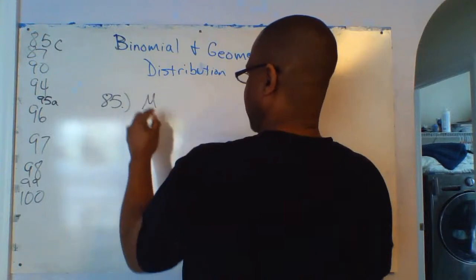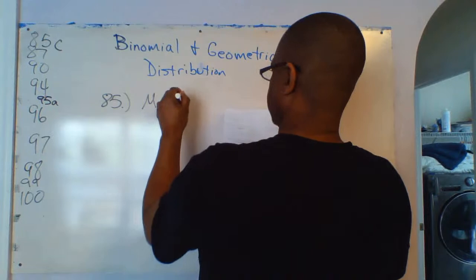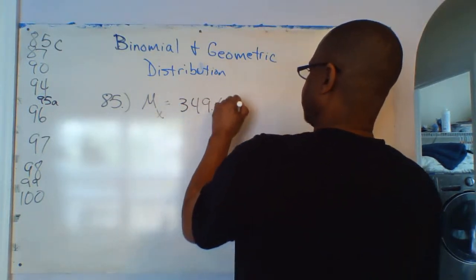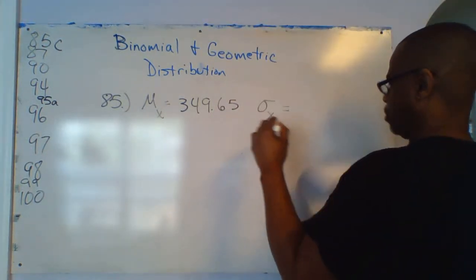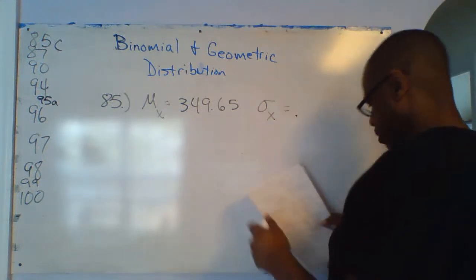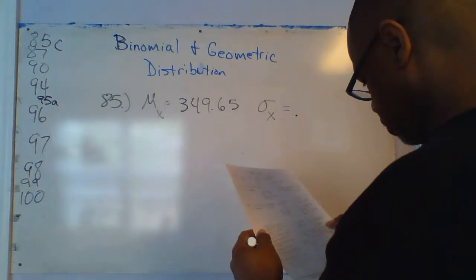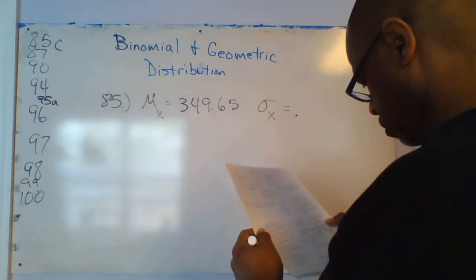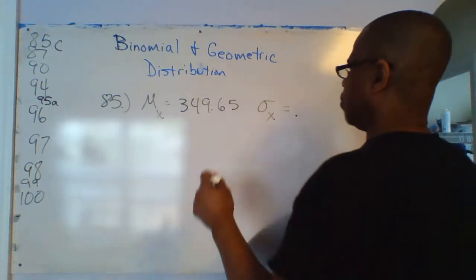So we found that the mean, because it's binomial, the mean was what? 349.65. And the standard deviation was, what is it? Point. Oh, for C.